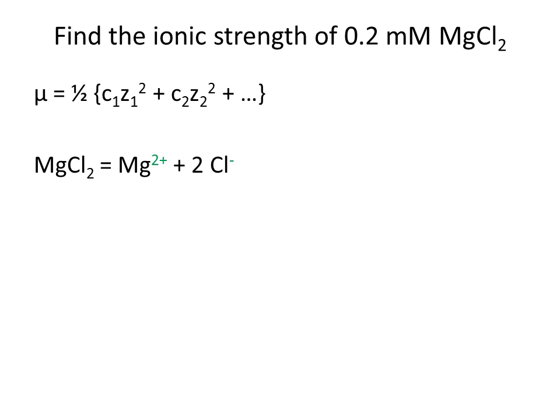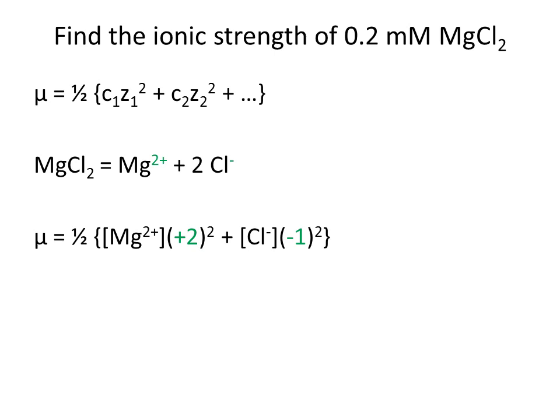In our magnesium chloride solution, we have magnesium with a 2+ charge and chloride with a negative charge. Note that for every 1 mole of magnesium chloride, there is 1 mole of magnesium 2+ and 2 moles of chloride. Therefore, we plug in concentration of each species times its charge squared. Note that negative charges contribute the same as positive charges since they are squared.